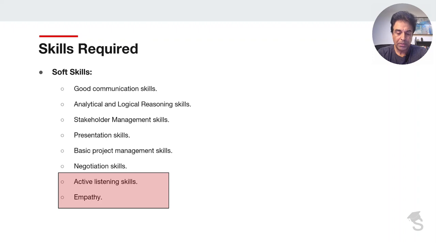And the other one is empathy. Empathy is when you try to connect with your audience by putting yourself in their situation, in their perspective. That means, what would you do or how would you react if you were in that person's place? These two skills are very important, not only for a business process analyst, but for every individual. And you must build these skills and practice them on a day-to-day basis.